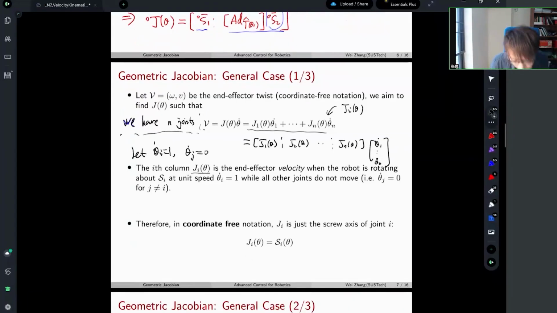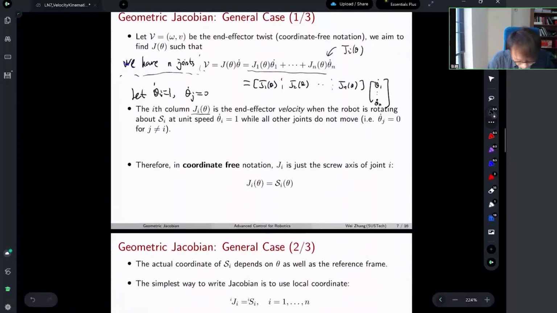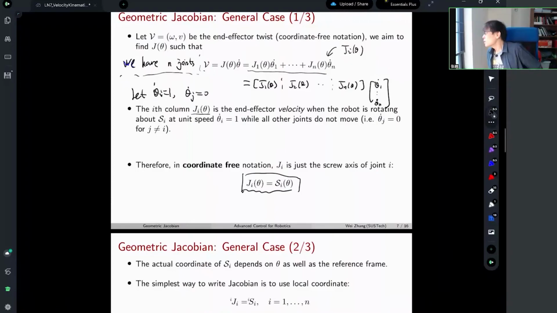So in coordinate-free notation, the Jacobian is nothing but screw axes. I want you to keep that in mind. When you think about the Jacobian, or at least the geometric Jacobian, you always think about screw axes. It has several columns depending on how many joints you have, and the ith column is just the screw axis of the ith joint. The complication only arises because you want to find where the screw axis is, because the axis will be moved by the previous joints. Okay, I hope that's clear. So in a coordinate-free setting, I can write it as simple as that, as insightful as that. So you don't need to memorize any formula. You should be able to say this very fast.